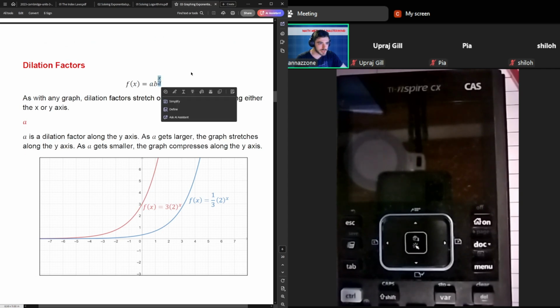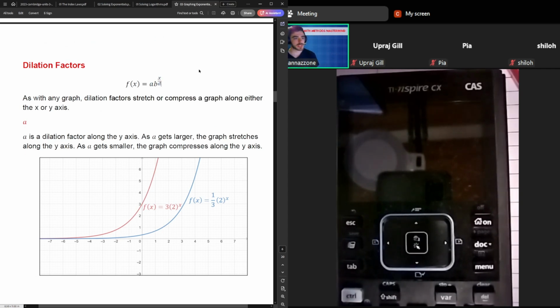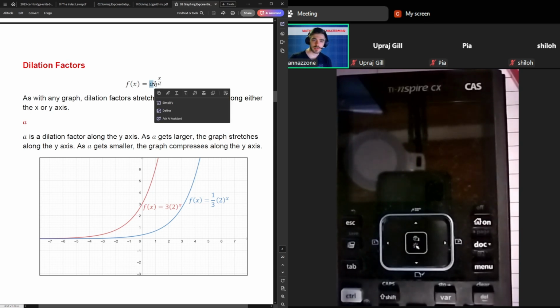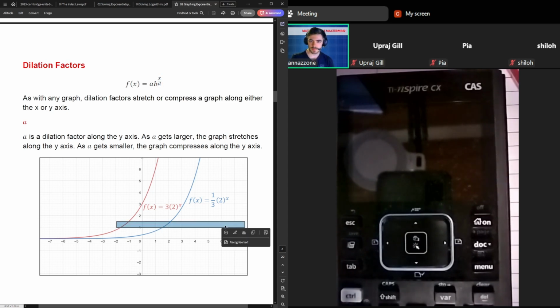Okay, dilation factors. These do work basically the same way that they've always worked, where this term out the front is a dilation along the y, or from the x. Those mean the same thing, basically meaning stretching upwards. And this d term is stretching horizontally. That is termed a dilation along the x or from the y. That's what horizontal dilations are like.